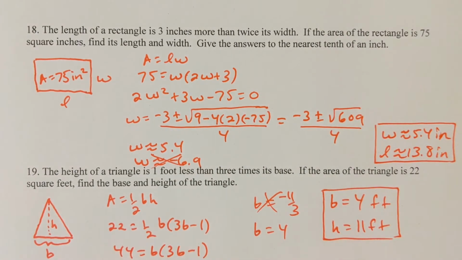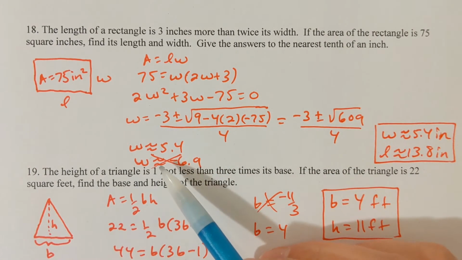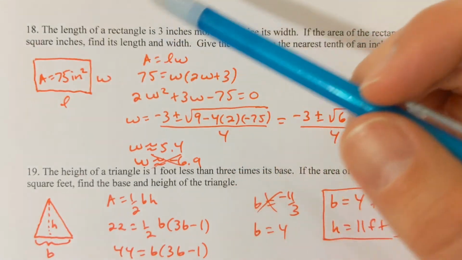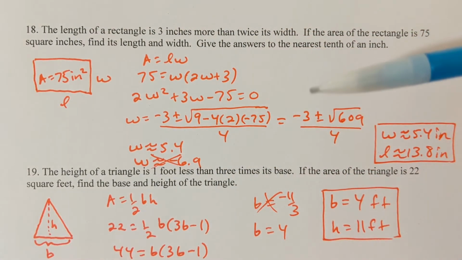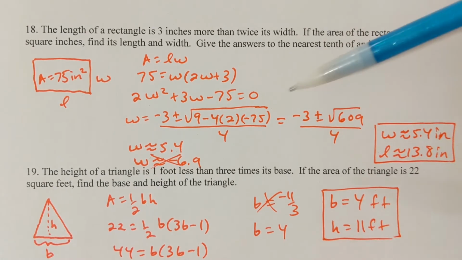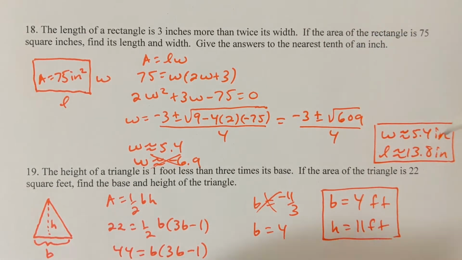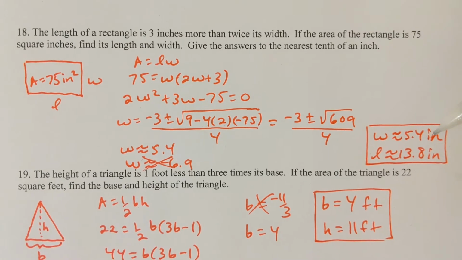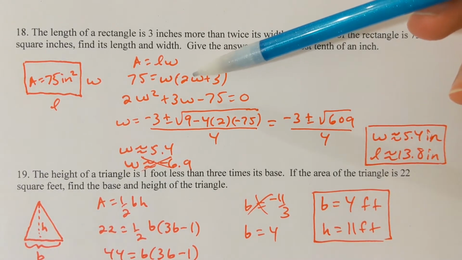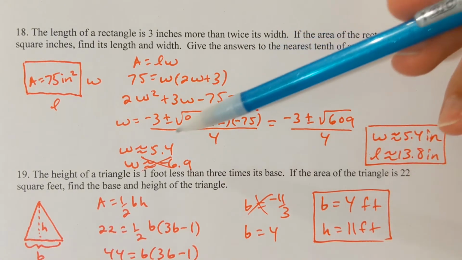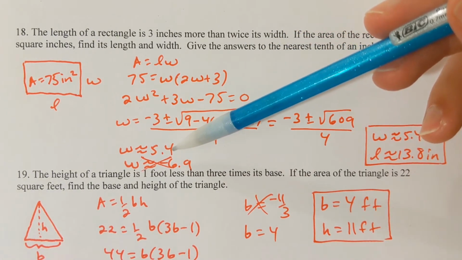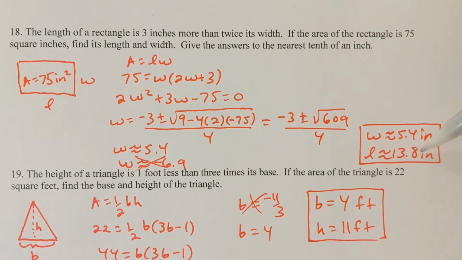Of course, W can't be a negative, right? You're talking about the width of a rectangle. And so throw away the negative 6.9. That doesn't make sense for what we're doing. The width is 5.4 inches. The length is twice that number, but 3 inches more. So 2 times 5.4 would be 10.8. Add 3, that'd be 13.8.